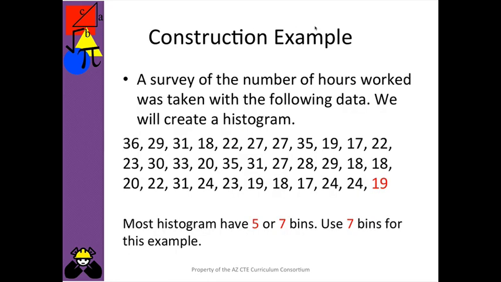So here's a construction graph. What I want you to do is fill in the missing information first. We surveyed the number of hours that were worked by the members of the crew. So the only value I had is I put in a 9. And most histograms have 5 or 7 bins, and we're going to use 7 for this example. So you just need to add the 19 to your note taker.